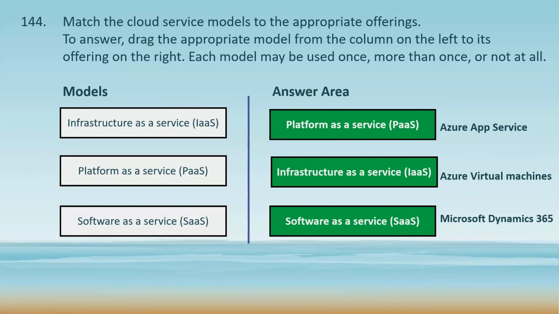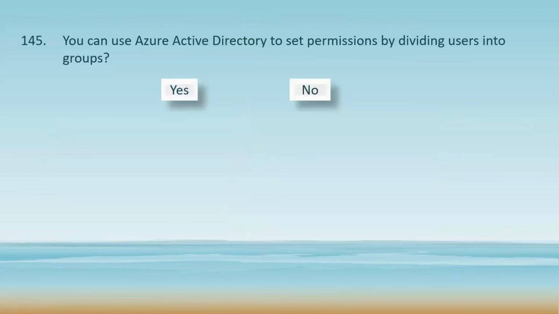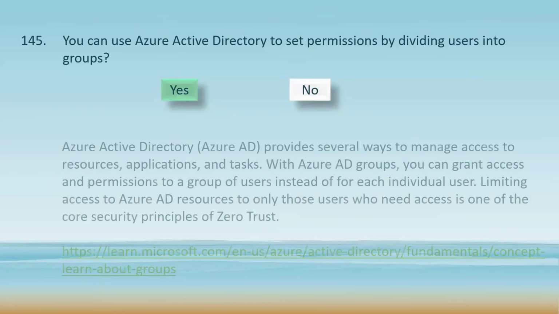Question number 145. You can use Azure Active Directory to set permissions by dividing users into groups. You need to tell whether this statement is right or wrong. And this statement is correct.